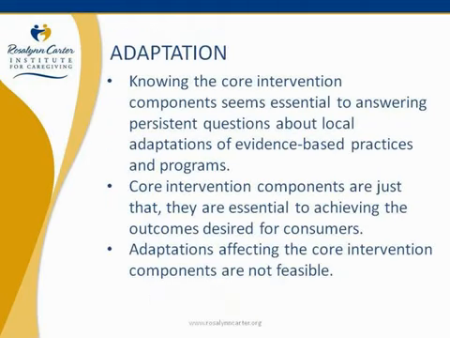Now, every intervention has something known as core intervention components, and these are what appear to be essential to the success of the program. Core intervention components should not be eliminated, and that last bullet right there, that's a misstatement. Adaptations eliminating the core intervention components are not feasible. Core intervention components can be tweaked.